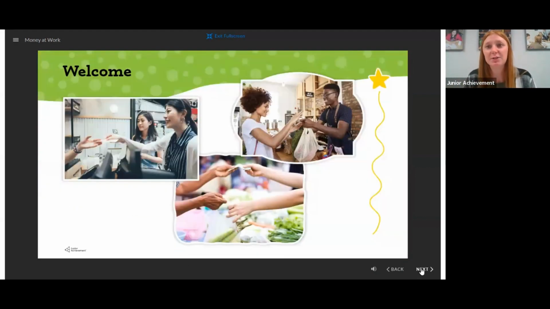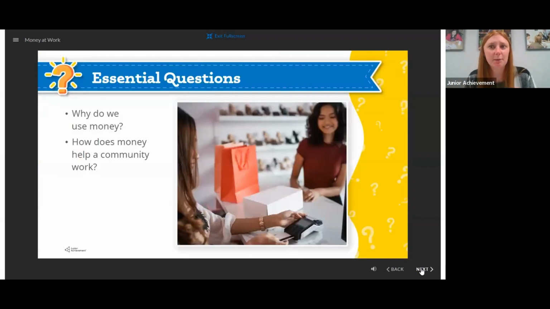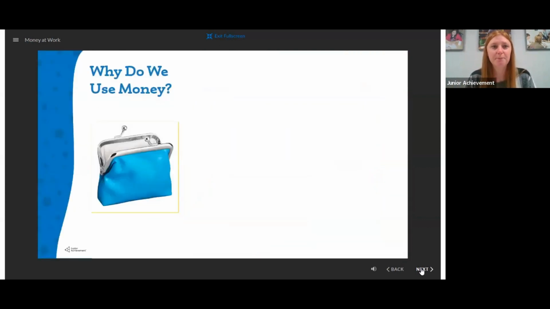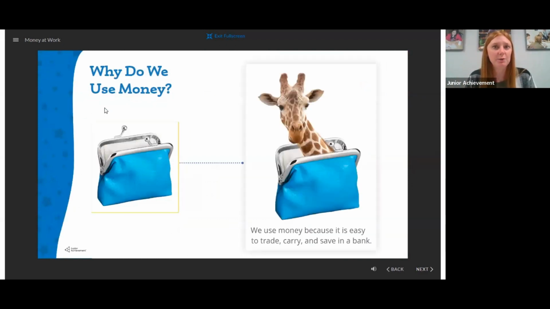When you get to class, you're just going to welcome students and really talk about what you learned last time. Then we're going to get in today and talk about how money moves around the community. We're going to talk about why do we need money and how does money help a community.